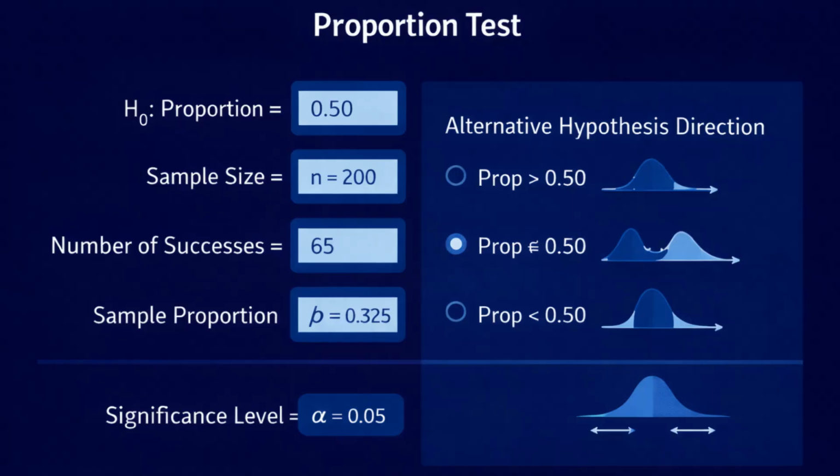To perform a proportion test using software, you must enter the null proportion from the null hypothesis. You must provide the sample size and either the number of successes or the sample proportion. You must choose the direction of the alternative hypothesis. The direction matters because it determines how the p-value is calculated. Choosing the wrong direction changes the p-value and can change the final decision. You must also specify the significance level.